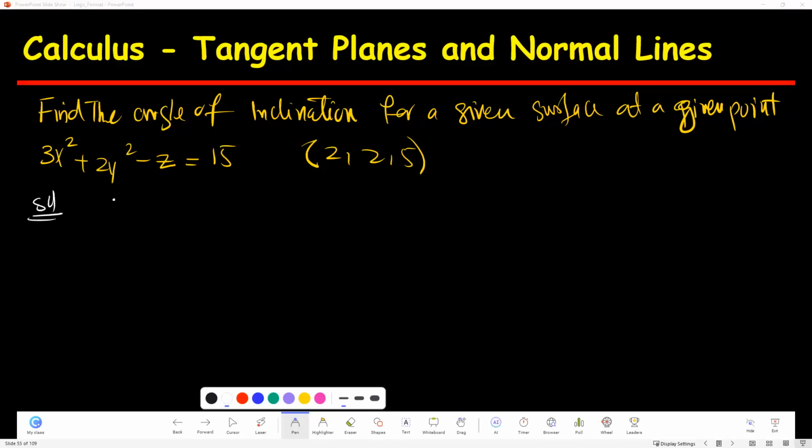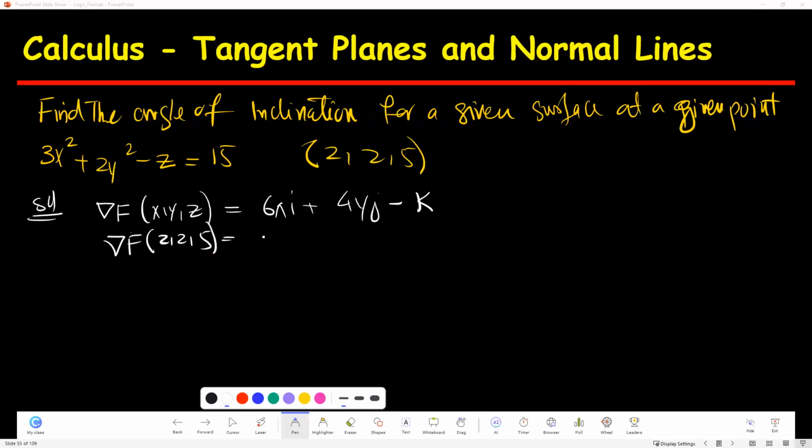First things first, I just want to get the direct steps. So I'm going to get the gradient of x, y, z. This one is equal to 6x i plus 4y j minus k. I'm going to substitute the value of the point, which is 2, 2, 5, and it's going to be 12i plus, sorry, 8j.